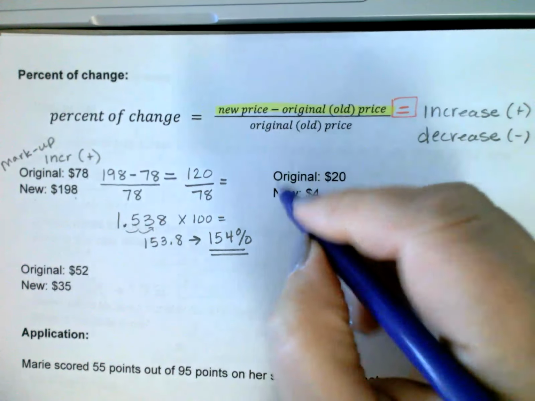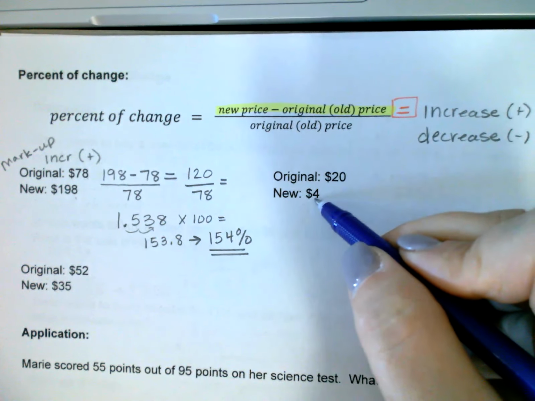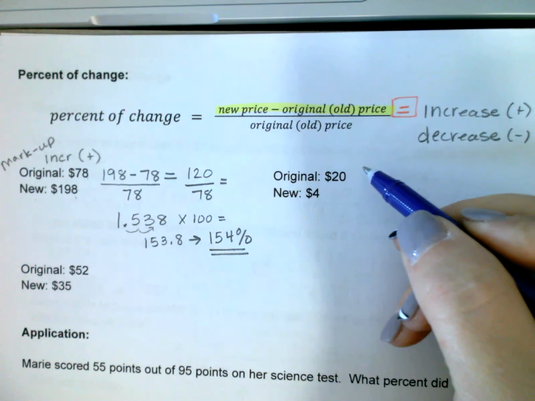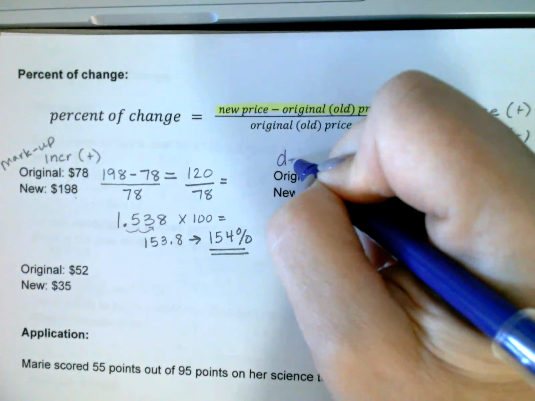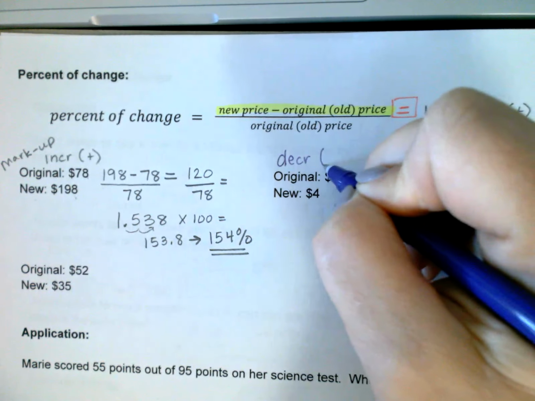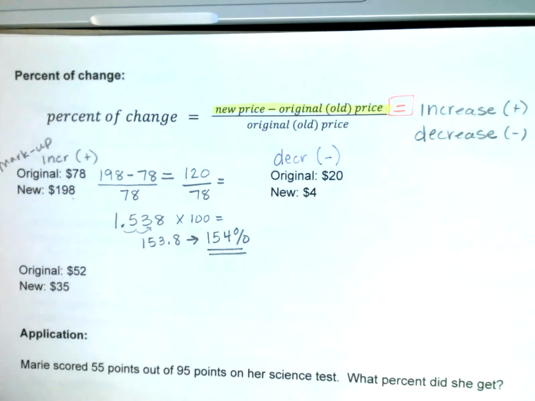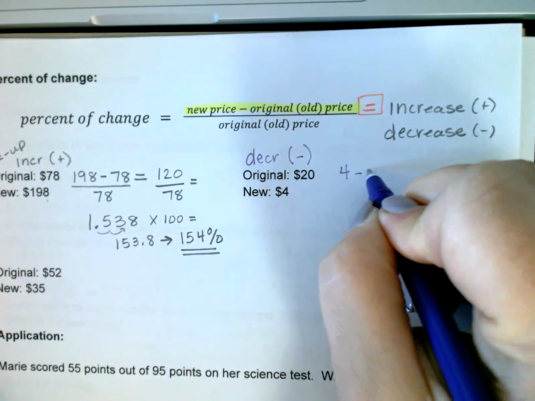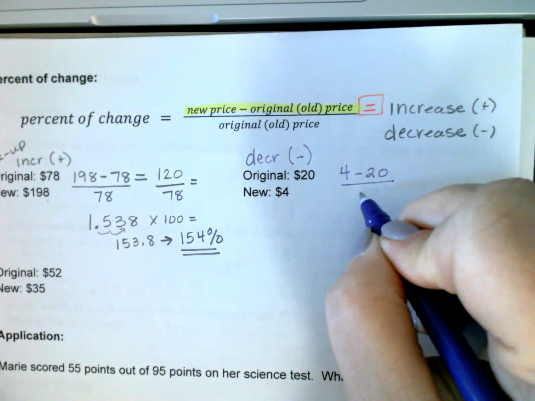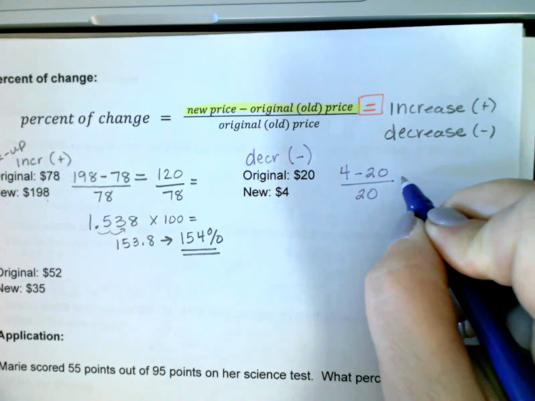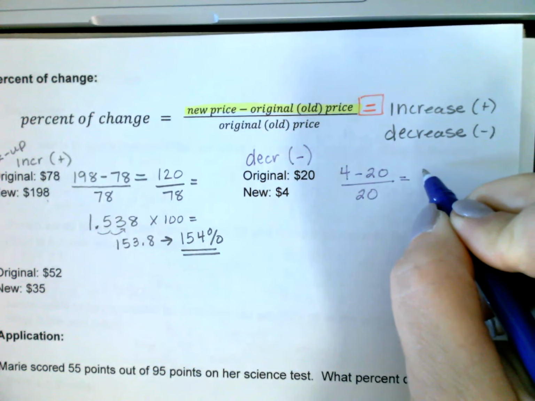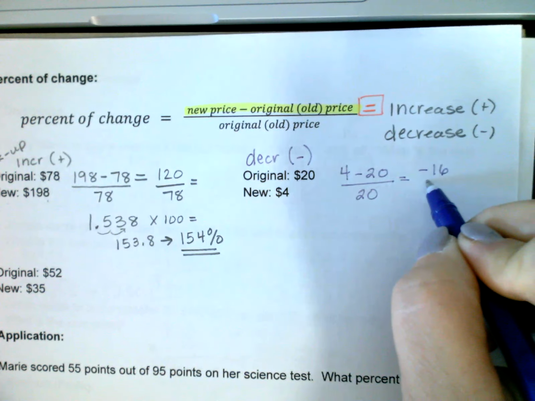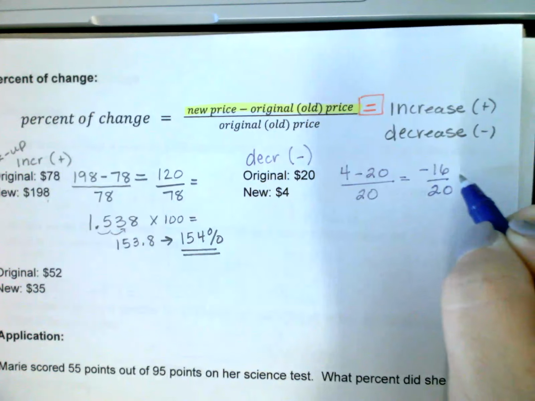Let's try the one right next to it. Oh, let's look at this. We started at $20, ended at $4. Was that an increase or a decrease? That was a decrease. So someone's having a sale, meaning I better get a negative number. So new minus original divided by original. 4 minus 20 is negative 16. Hit the equal sign on your calculator first. Divide by 20.